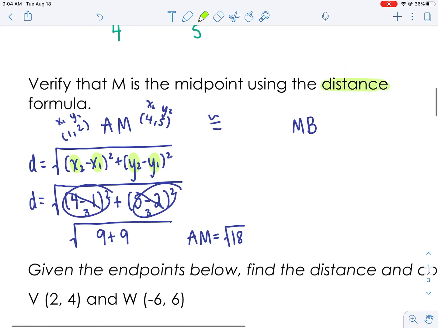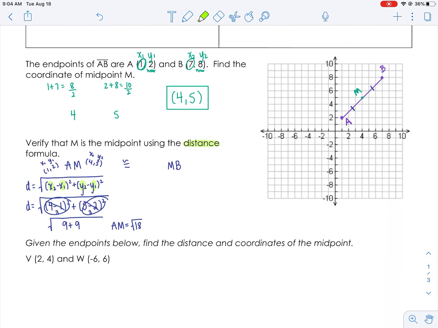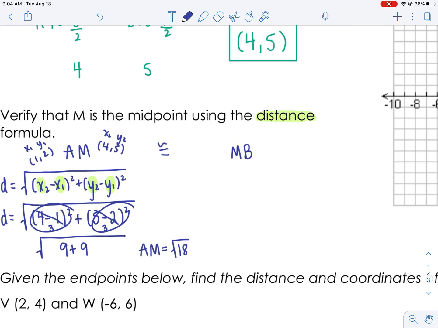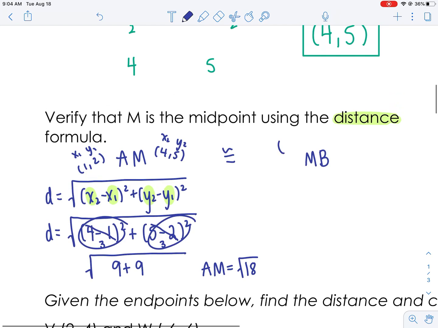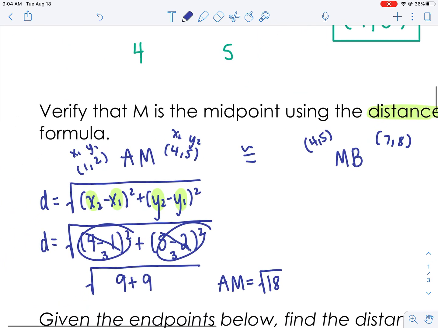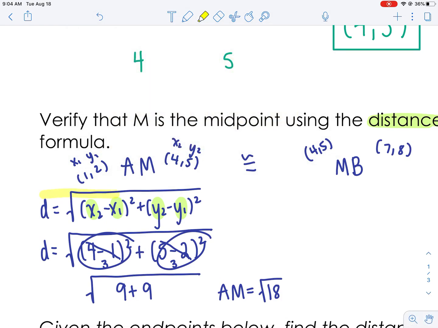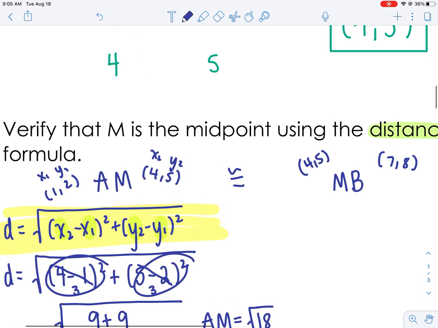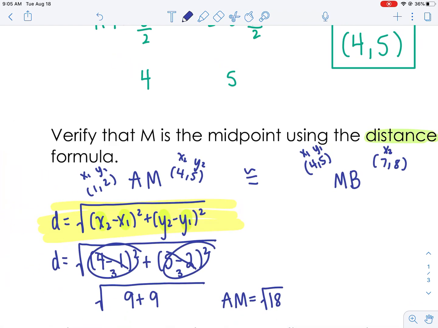And now I need to find the distance from M to B and figure out if they're the same. If it's the midpoint, remember that this should be the same as this. So here I go with M to B. I know M is at 4, 5, and I know that B was at 7, 8. I'm going to use the same exact formula again. I'm just relabeling. So 4, 5 would be x1, y1. 7, 8 would be x2, y2. And now I'm just going to start plugging things in.